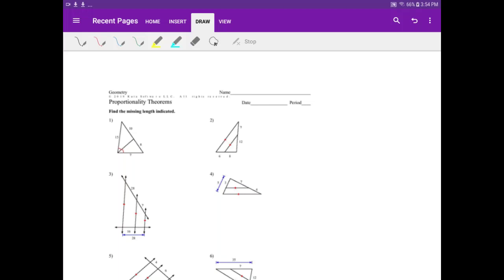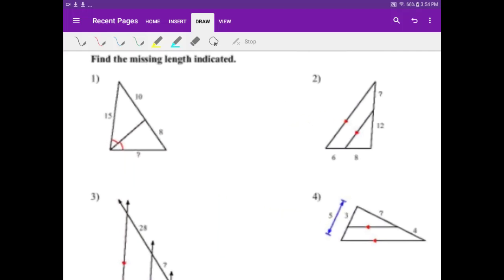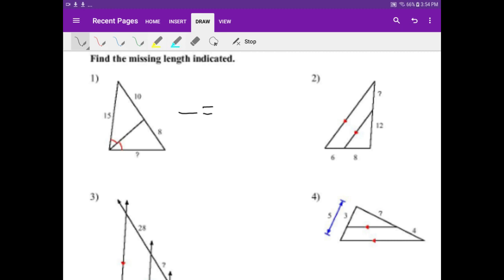Here's proportionality theorems. I have the answers up there on the board for the evens, so I'm also going to work through the evens here. When you do this, you just set up proportions. So it's same like we've been doing, line equals line. I'm going to do the reds and then the blues.